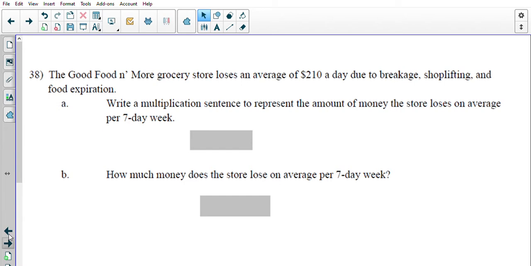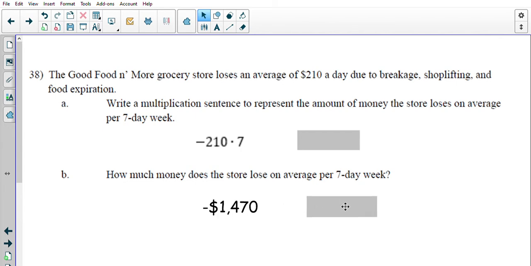We could write an addition sentence, but it asks for a multiplication sentence here. The loss of $210 a day can be represented with negative 210, and then multiply that by 7 since we're talking about a 7-day week. For part B, when it asks how much money the store loses on average per 7-day week, just take 210 times 7 and it will be a negative value. 200 times 7 is 1400 and 10 times 7 is 70. So you should get negative $1,470.